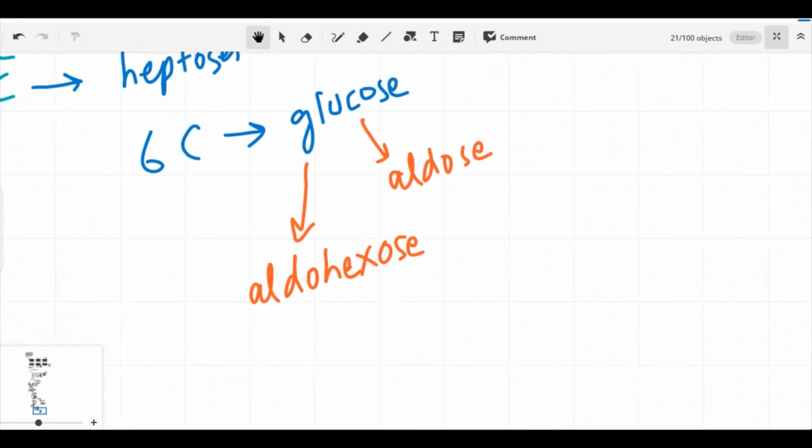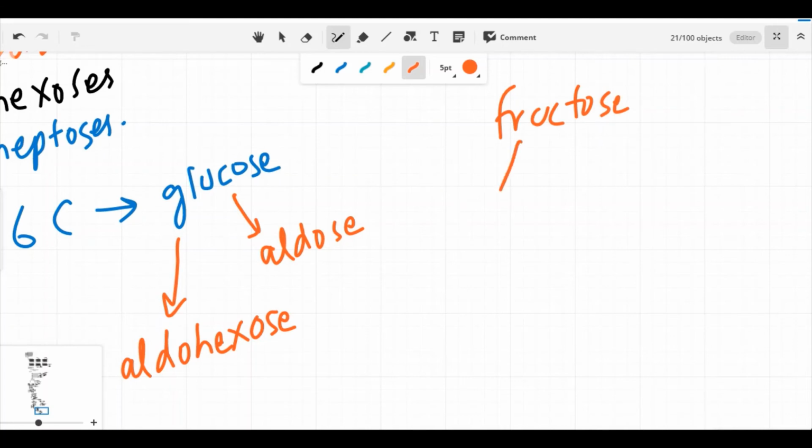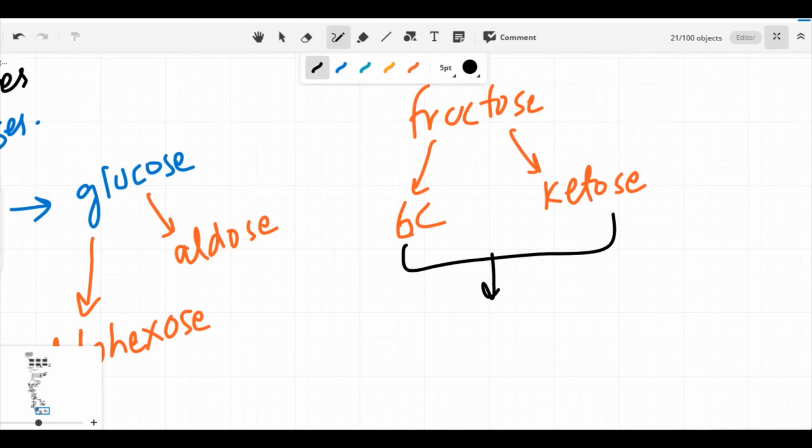And the same for fructose. Fructose also contains 6 carbons, but fructose has the functional group ketone, or ketose. So the name for fructose should be ketohexose.